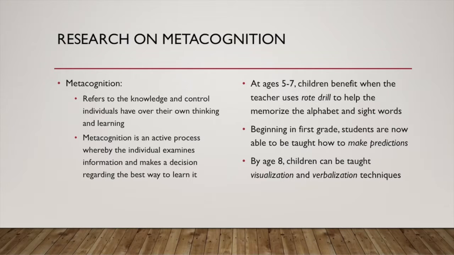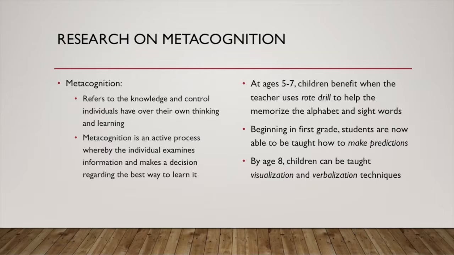Metacognition. So metacognition refers to the knowledge and control individuals have over their own thinking and learning. Metacognition is an active process where individuals examine information and make decisions regarding the best way to learn it. At ages 5 to 7, children benefit when the teacher uses rote drill to help them memorize the alphabet and sight words.